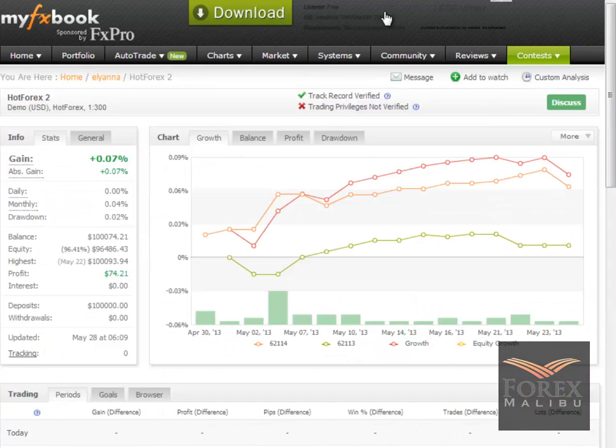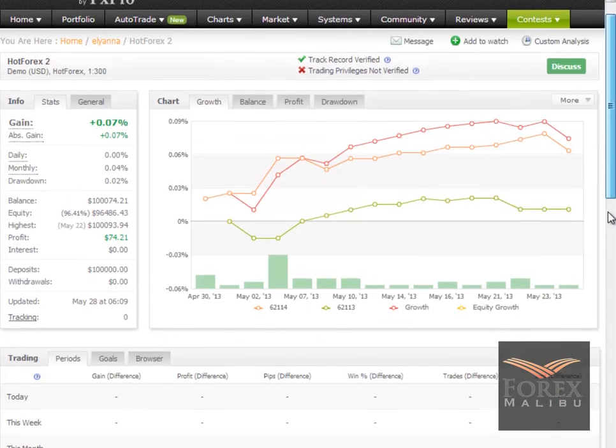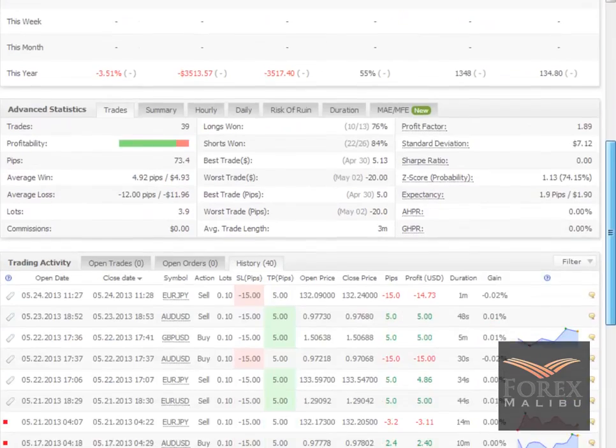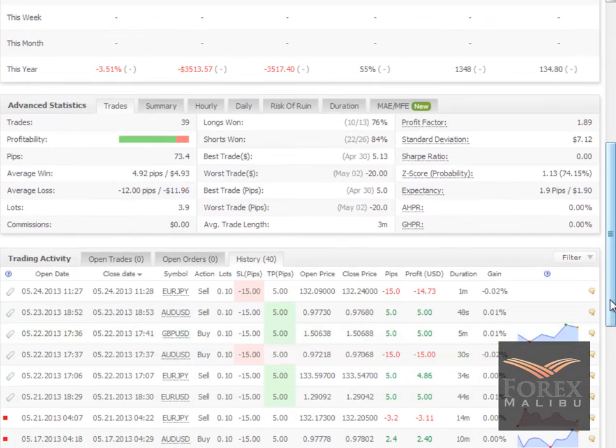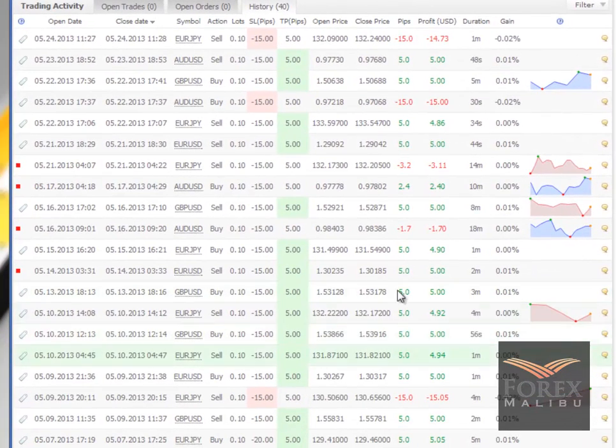What else we got? Just showing you a few. What's this one? Here, this one's 73 pips, 39 trades. Another orange to white. This is with the 5 pip target. You know, quick targets. You're getting a lot more trades that way.